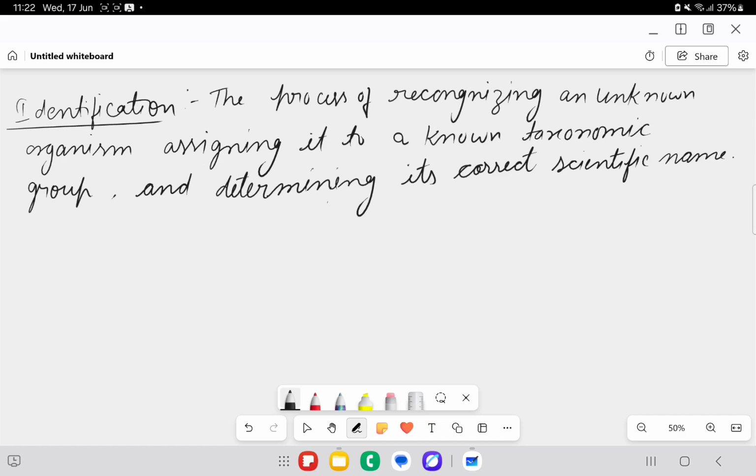Our next definition is identification, the process of recognizing an unknown organism, whether it may be plant or animal, or assigning it to a taxonomic group, which means a category or a hierarchy, and determining its correct scientific name. This is known as identification.